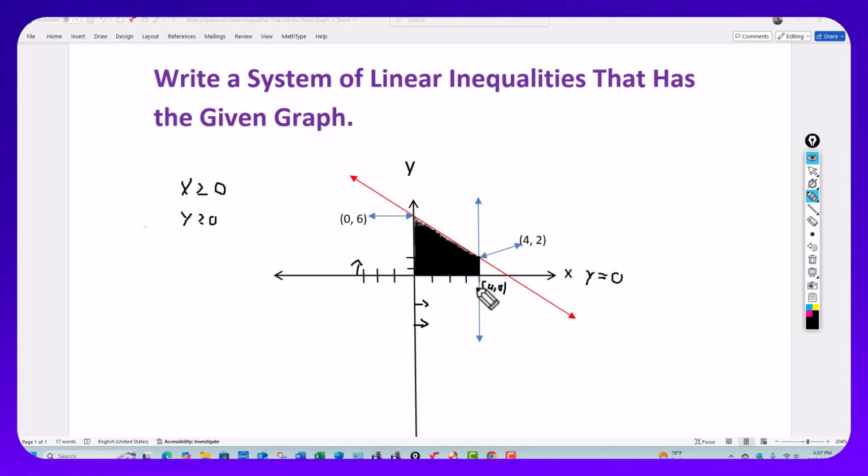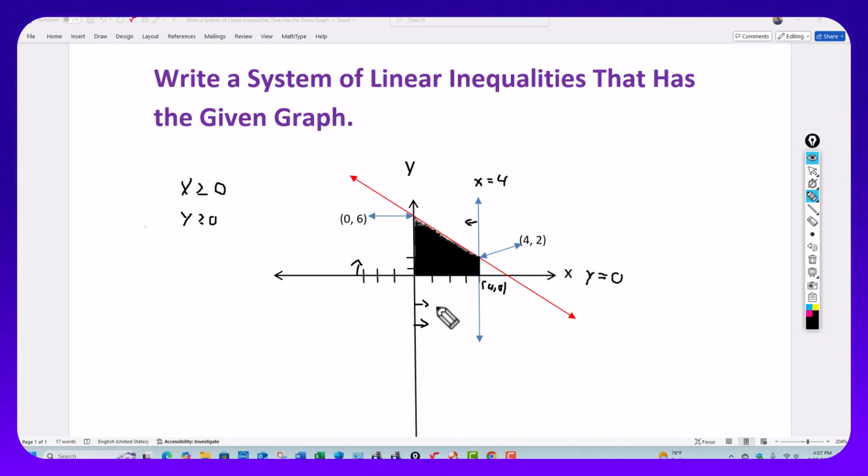Now this vertical line here, it passes through (4, 0). The boundary of this is x equal to 4. That is the equation of that line, x equal to 4. And again, we have to be shading to the left of this one.